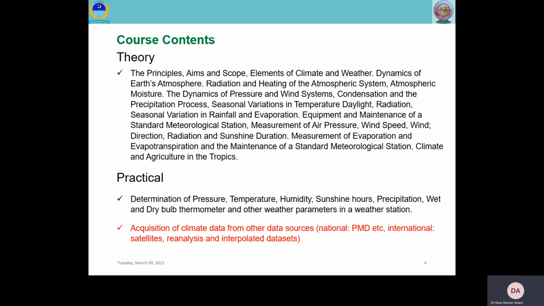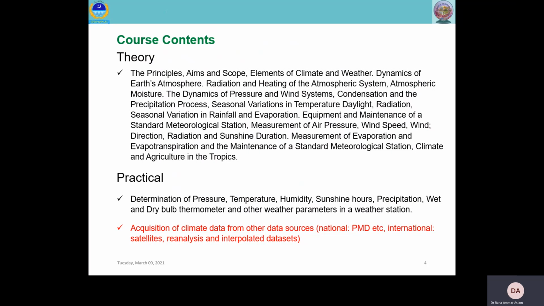In the practical part, we will determine some of the very important parameters of weather and climate. You are all already aware of these parameters. These include pressure, temperature, humidity, and precipitation, and there are some others.